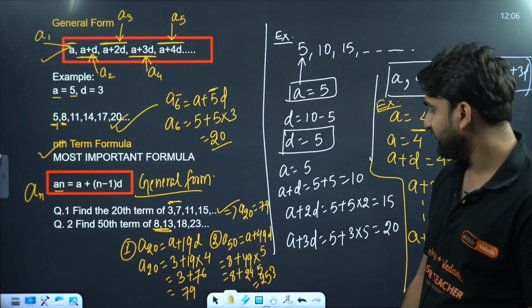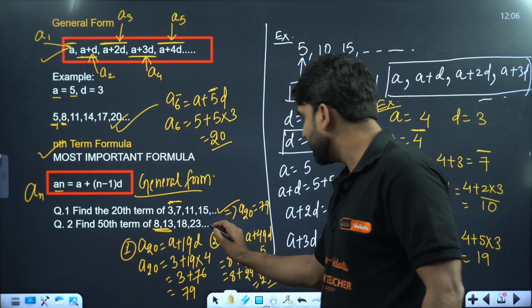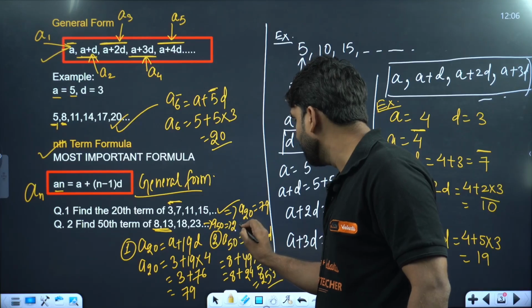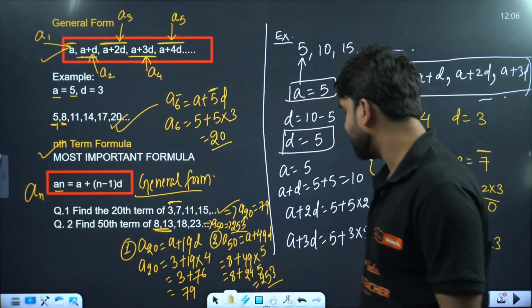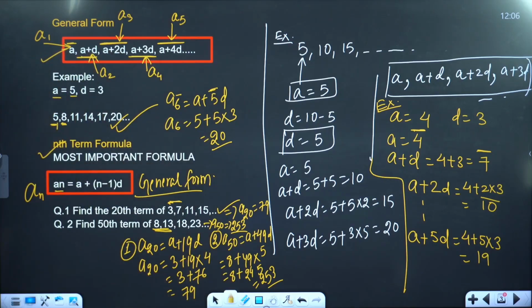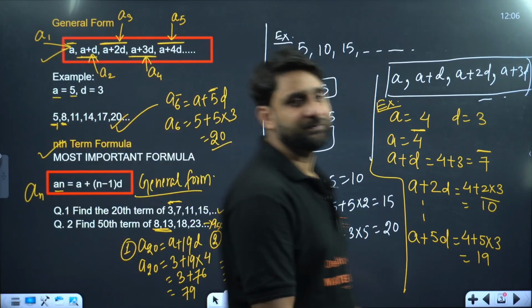253 is the answer for this question. So here in this question, a50 is equal to 253. 245 plus 8 will be 253. I hope this is clear to you all. So this is all about champions.